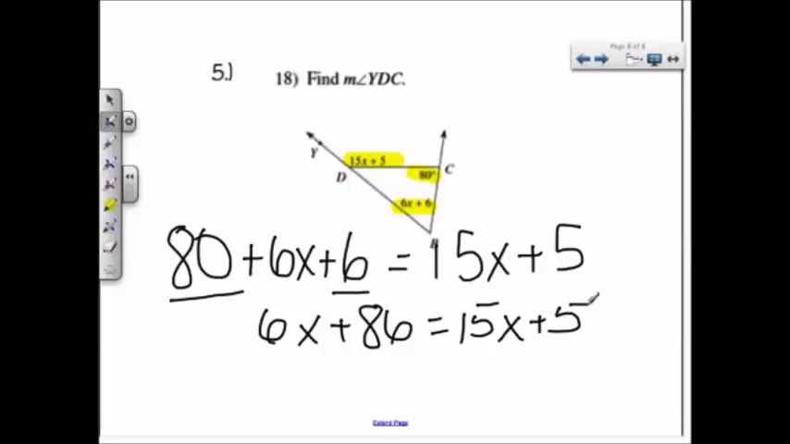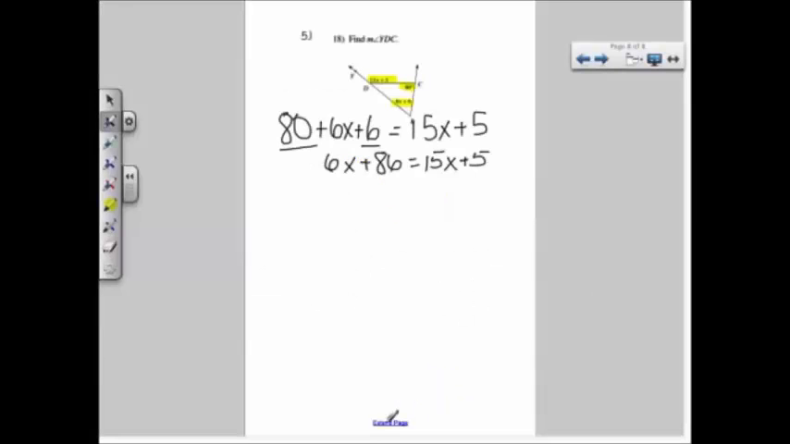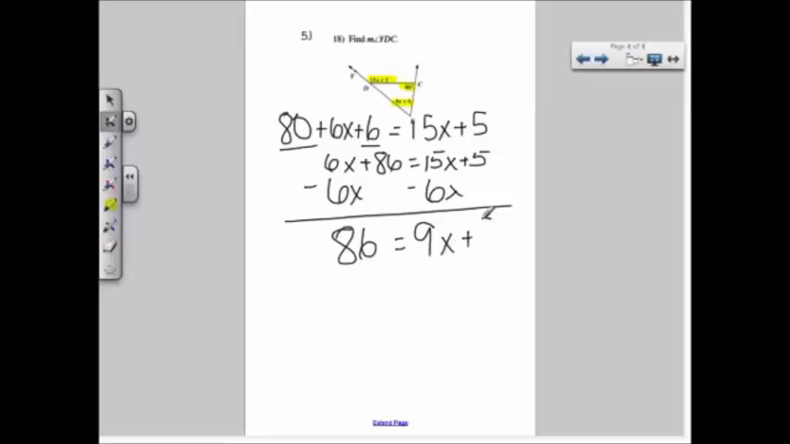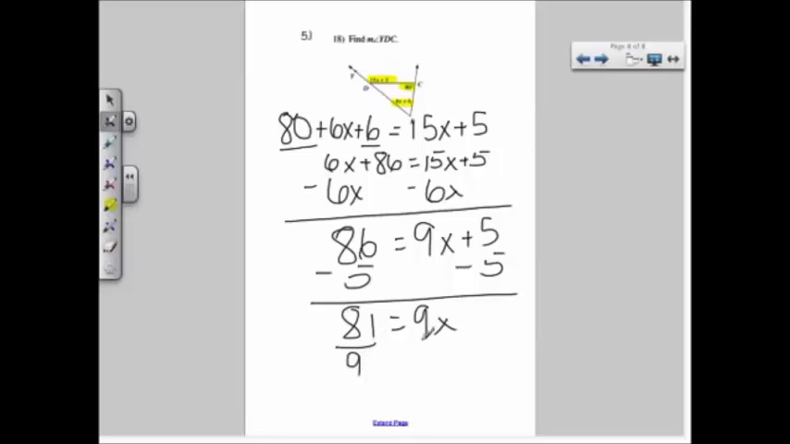Then I have several options for how I want to solve this equation. I'm going to subtract 6x from both sides here. So I end up getting 86 equals 9x plus 5. Then I need to subtract the 5 from this side, and I end up getting 81 equals 9x. Divide both sides by 9, and I end up getting x equals 9.